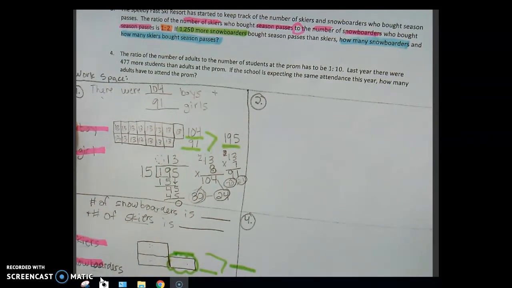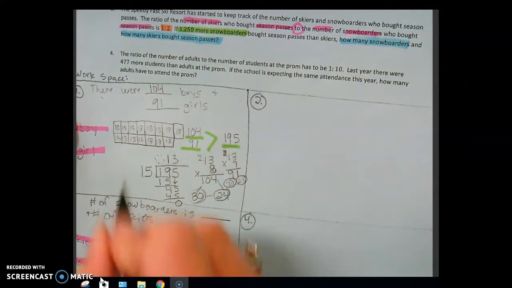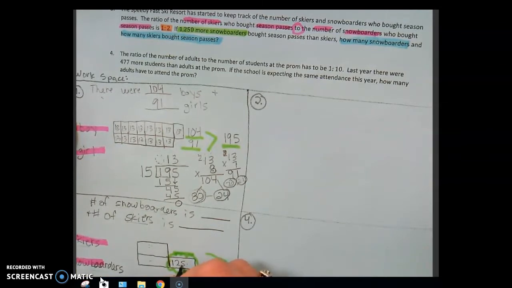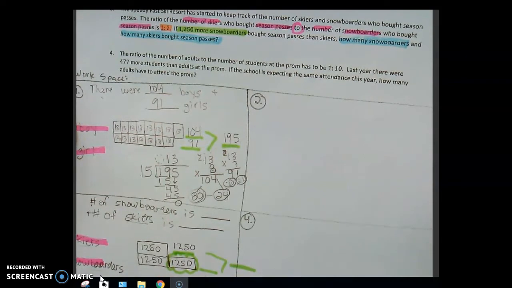So that actually makes it pretty easy, because if that's our extra, 1,250, we now know how much is in each box. So this has to be 1,250. We draw them the same because they are the same size groups. So that means this is 1,250. So now, how many skiers? 1,250. How many snowboarders? What is that? 2,500.